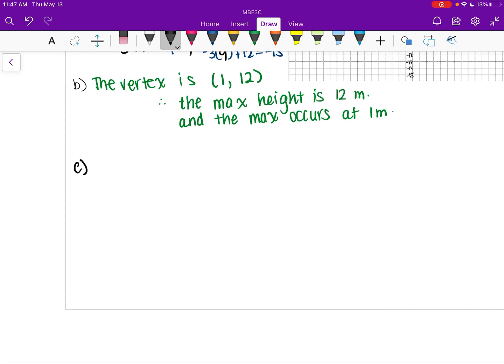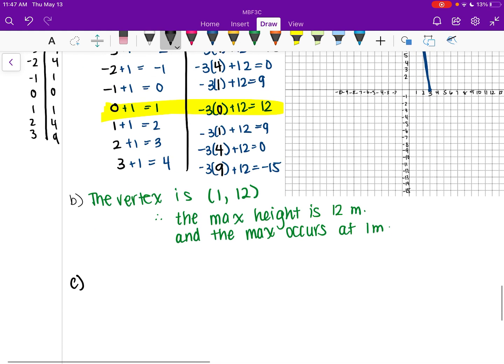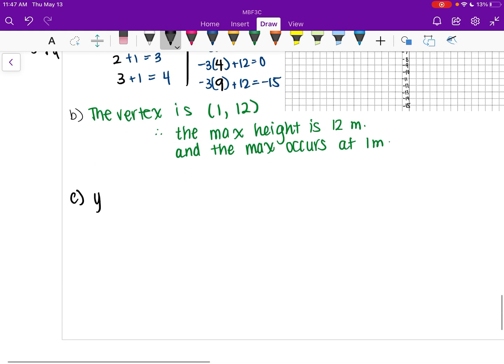So I know that the horizontal distance at which it touches the ground is when the ball goes all the way up and it comes and it hits the ground. The height then is going to be 0, right? So if I'm looking at this logically, I'm going to say, okay, y is going to be equal to 0 because that's what the height is. What is x? So let's find that out.